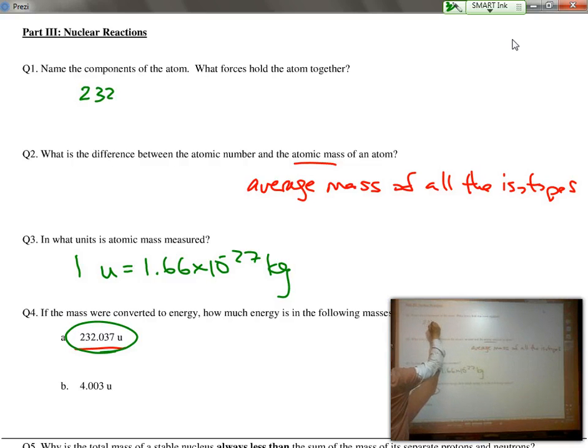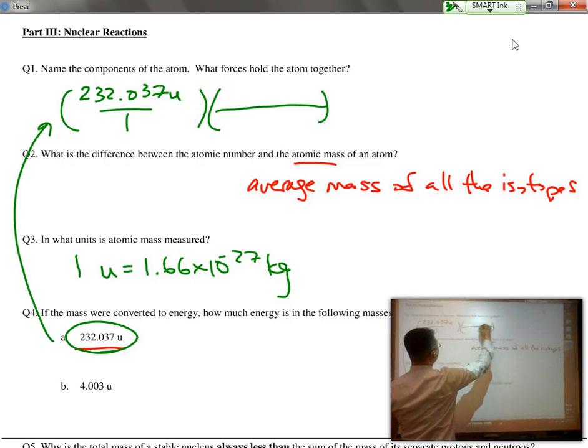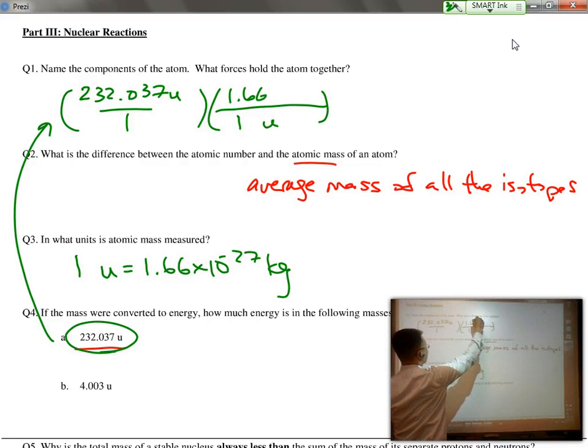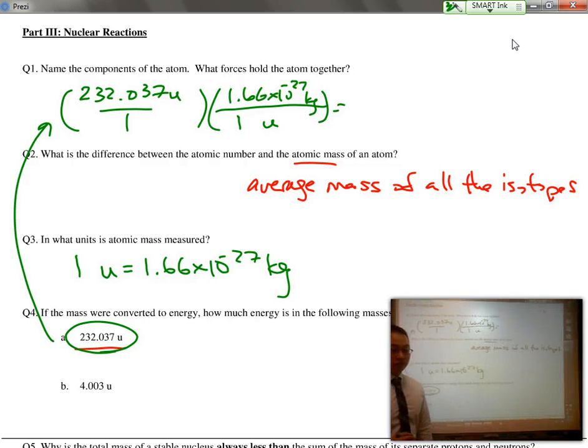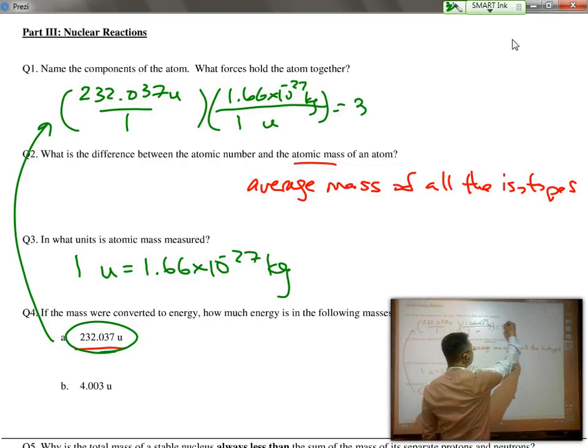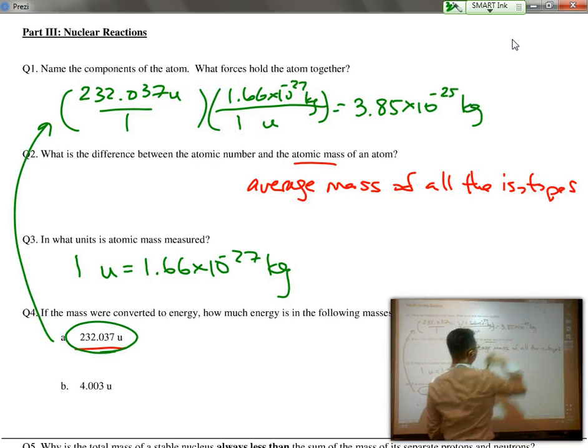So 232.037 U over 1. I'm just putting my example up here. 1 U is 1.66 times 10 to negative 27 kilograms. And I would end up with 3.85 times 10 to negative 25 kilograms.